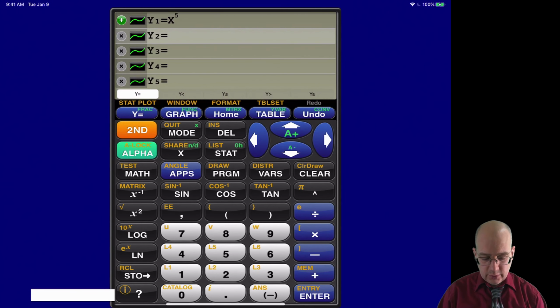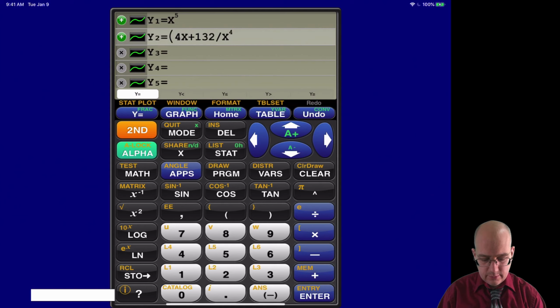So I plug in 4 times x, so that's my guess, and then 132 is the interesting bit in terms of this problem, and then you raise that to the 4th power, and then divide all of that by 5. And that's going to be my iteration algorithm.